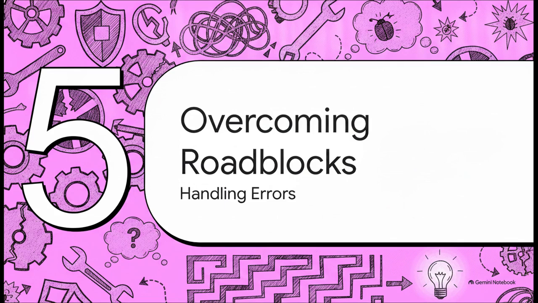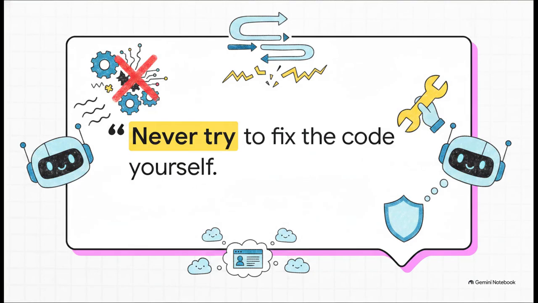So let's talk about Section 5, Overcoming AI Coding Roadblocks. If you only take away one single thing from this entire explainer, please let it be the absolute golden rule of vibe coding. Never, ever try to fix the code yourself. If you are a non-technical user, this should be a huge relief. Digging into the raw code to try and fix a misplaced comma completely defeats the purpose of this workflow. And honestly, you're probably just going to break things even further.